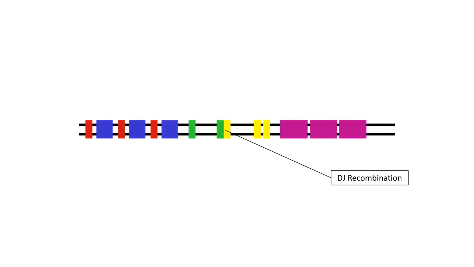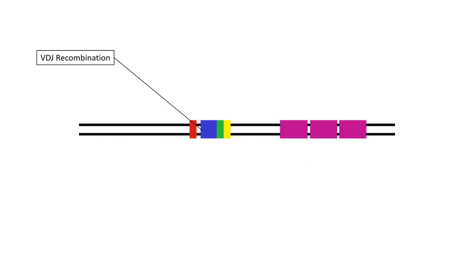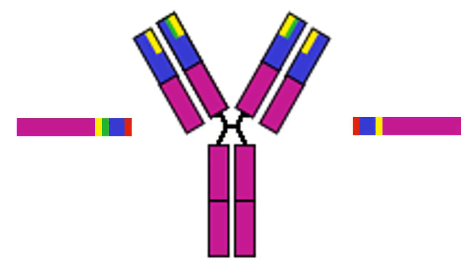The first event that occurs is called DJ recombination. This is when a diversity and joining are chosen and joined together. The second event that occurs is called VDJ recombination. This is when a variable region is chosen and attached to the DJ section that was created before. Finally, the introns are spliced out and the mRNA is created.